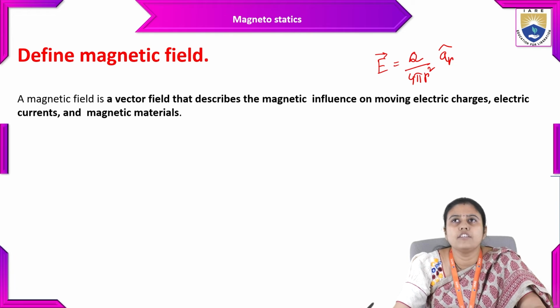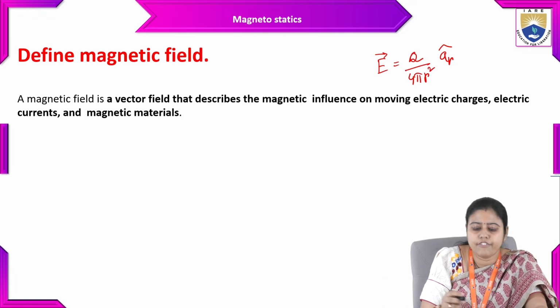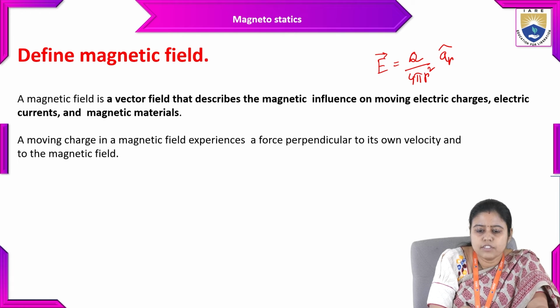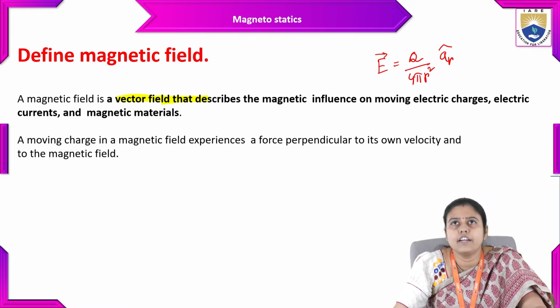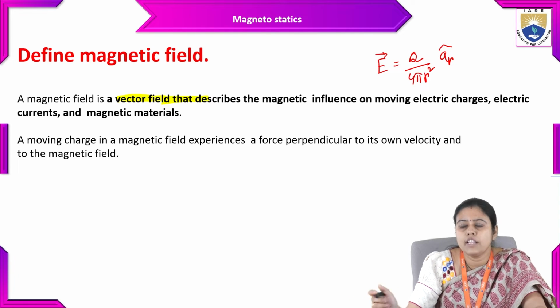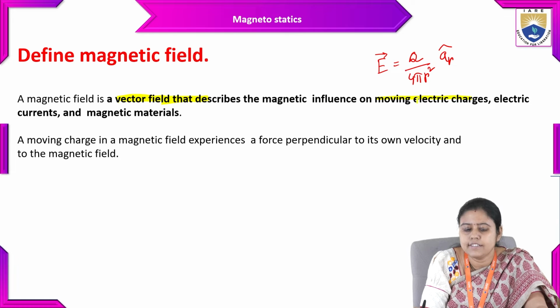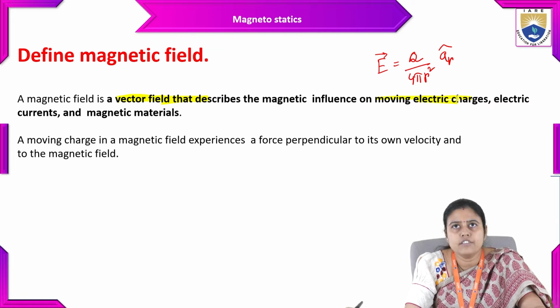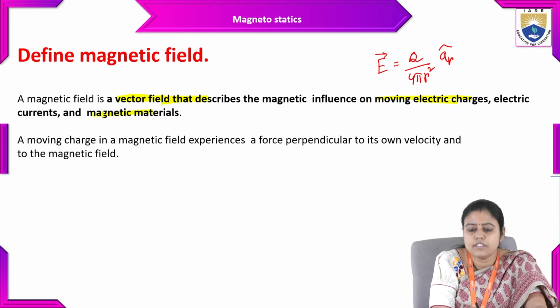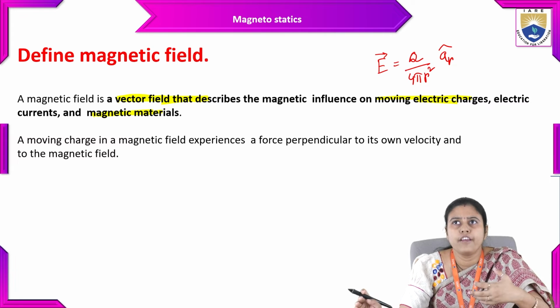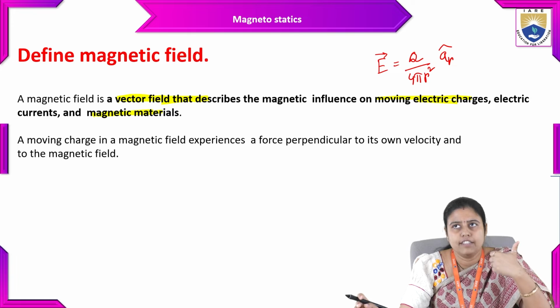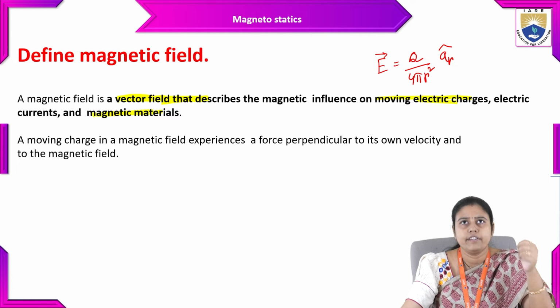Similarly, the magnetic field is also a vector field. This is the first important term. So, this is a vector field. The magnetic field is a vector field that describes the magnetic influence on moving electric charges, electric currents, or magnetic material. So this is a field which gives some influence on the electric charges, electric currents and any type of magnetic material.